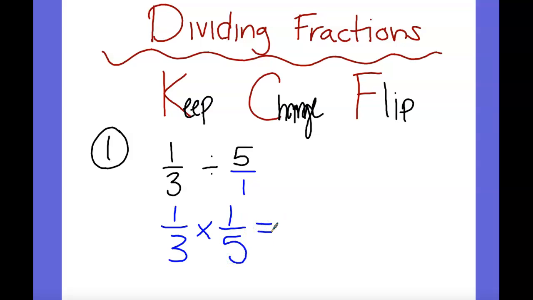And then you get to solve using multiplication. Now we can solve using multiplication. If you can reduce first, can we reduce anywhere? No, so I just multiply straight across. 1 times 1? 3 times 5? Boom, I'm done.